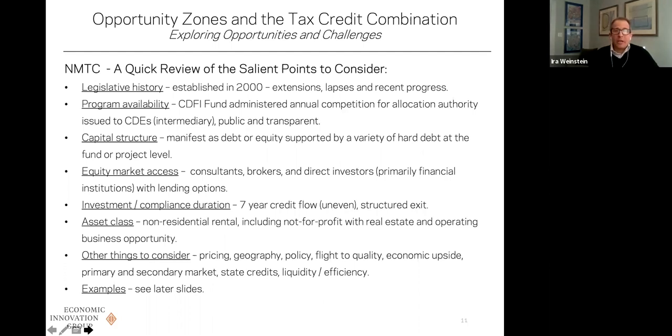There is a bit of a secondary market here. It's not nearly as robust as exists in the LIHTC world. There are also state credits here as well.